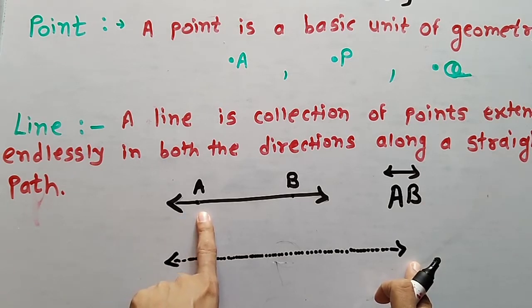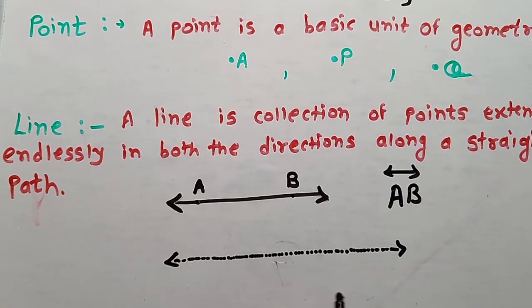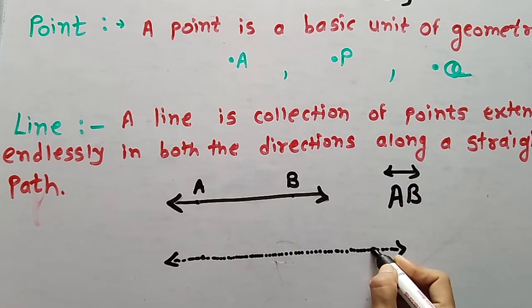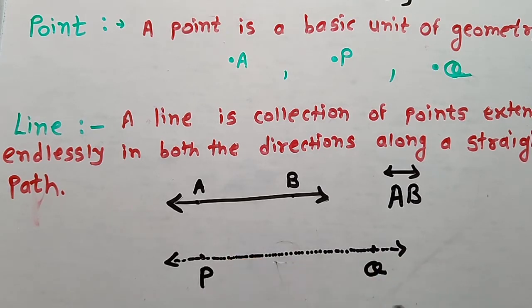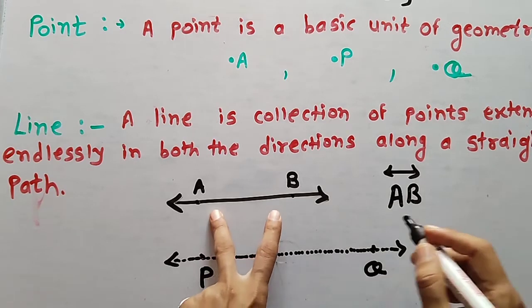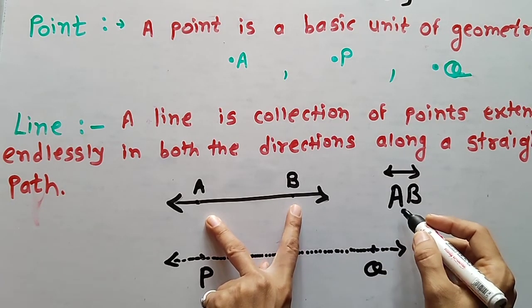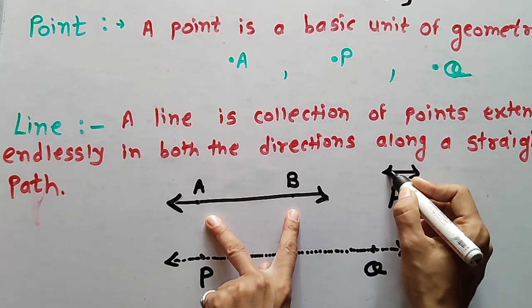And how to represent a line? See, here we take two points on the line. This is point P and this is point Q. So how to write the name? We first see here, this is A and B. So how to write the name of the line? Line AB.